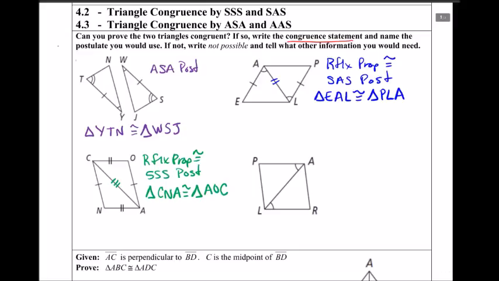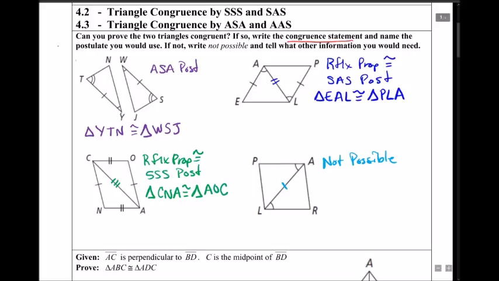We have one set of congruent angles. What else can we do? Well, we can get a side there by the reflexive property of congruence. But is that enough? This one is not possible. So what would we need if we were going to make these triangles congruent?